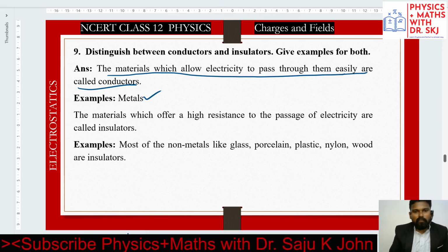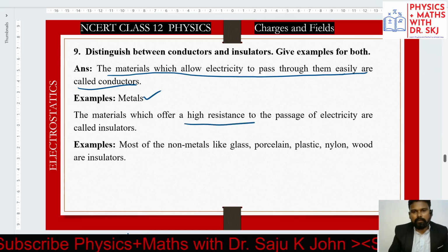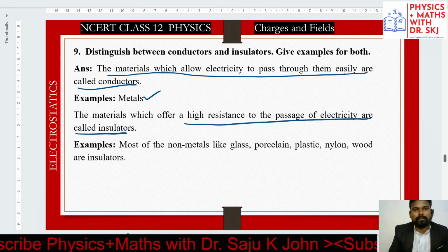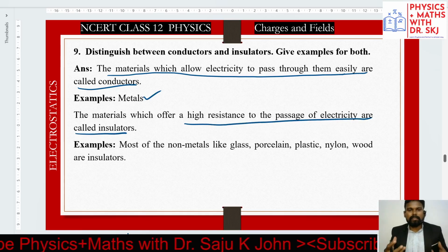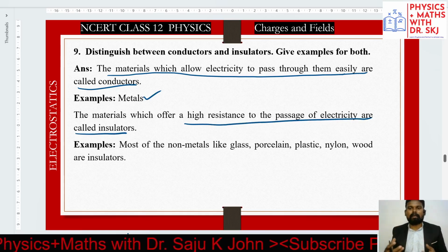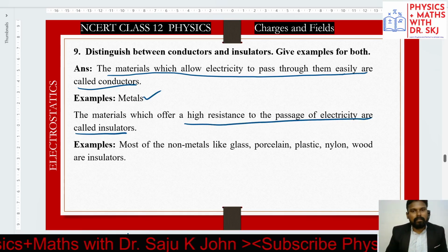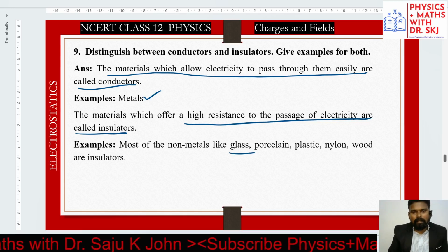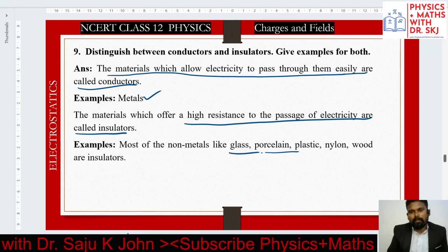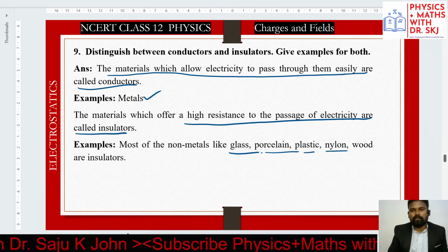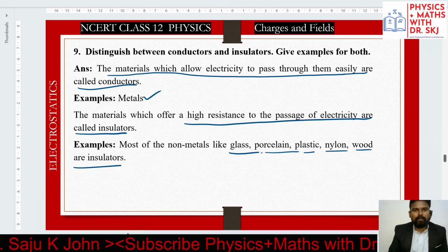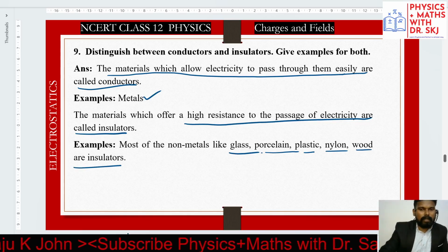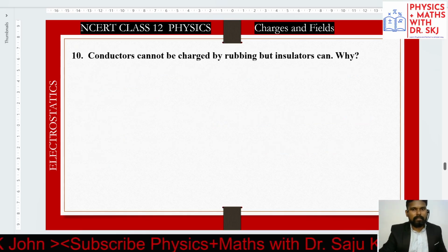The materials which offer high resistance to the passage of electricity are called insulators. Which are the examples? Non-metals like glass, porcelain, plastic, nylon, wood are insulators. Okay, so you got an idea about conductors and insulators.